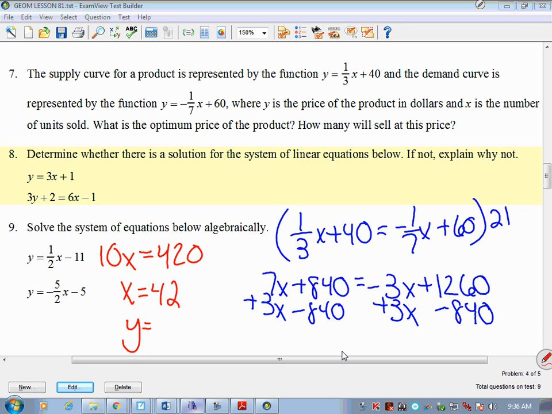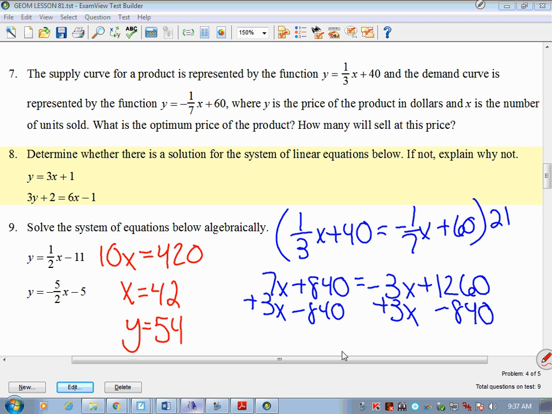Let's do 1/3 times 42 plus 40. So 1 divided by 3 times 42 plus 40. 54. Okay, 42 and 54. So our optimum number sold is going to be 42. Our optimum price is going to be $54. How many will sell at this price? 42 will sell at that price. Our optimum price is $54. Does that make sense?